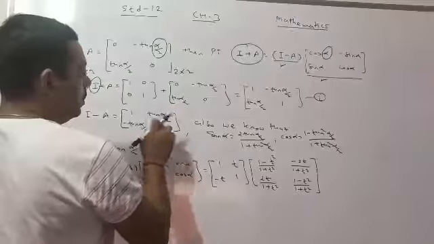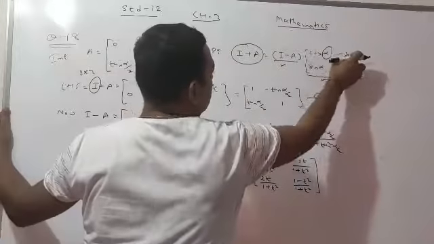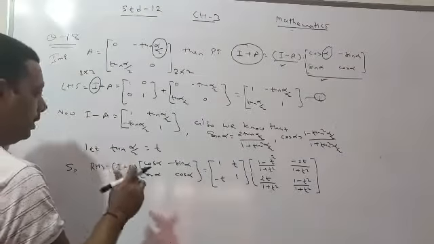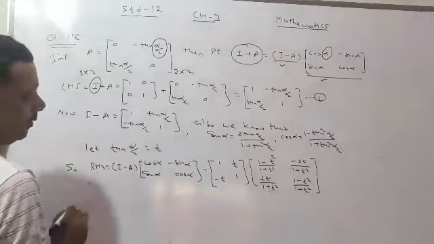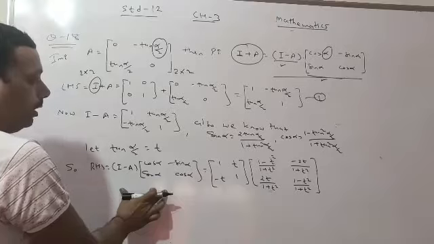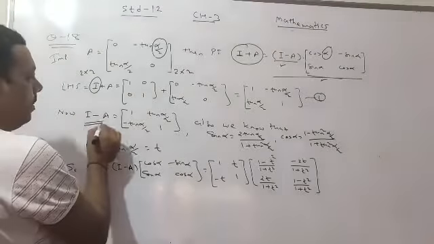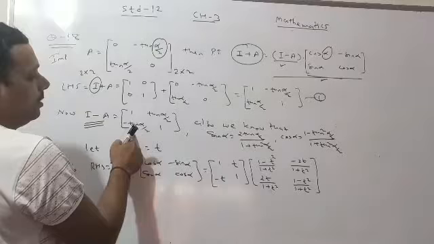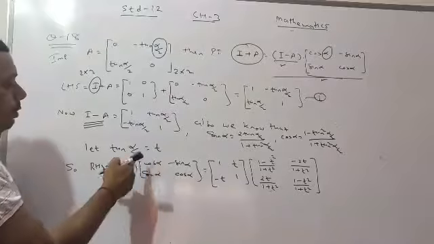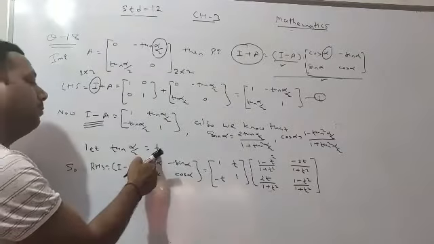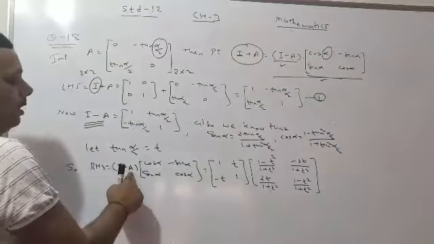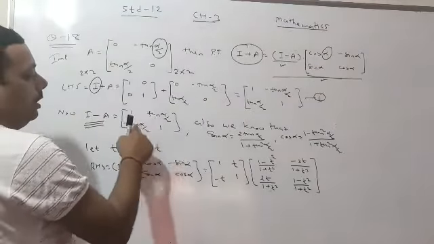If I write this value at this place, then it looks like a very large expression. So for our convenience, we will consider let tan alpha by 2 is t. Now RHS is same. I copied the same RHS. But then after, we know the answer of I minus A: 1, tan alpha by 2, minus tan alpha by 2, 1. But as I told you, just consider tan alpha by 2 is equal to t. So this tan alpha by 2 is equal to t, that we will put here, here as well as here. So I minus A is this: 1 t, minus t 1.